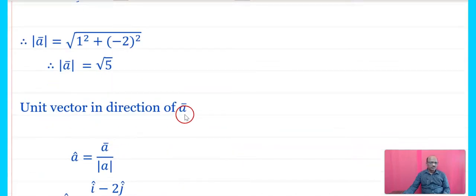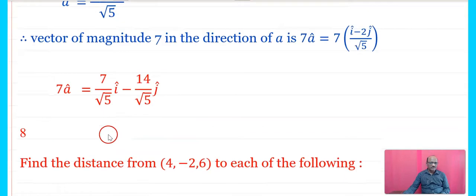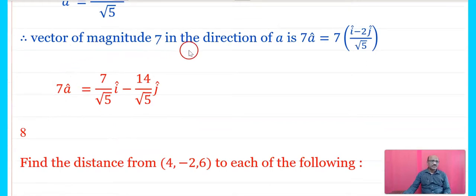The unit vector in the direction of A bar, that is A cap, is equal to A bar upon mod of A bar, that is A cap is equal to i cap minus 2j cap upon root of 5. The vector of magnitude 7 in the direction of A is 7 A cap, which is equal to 7 in bracket i cap minus 2j cap upon root of 5, and therefore 7 A cap is equal to 7 upon root 5 i cap minus 14 upon root 5 j cap.